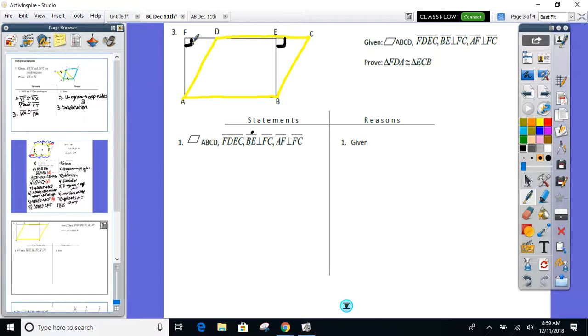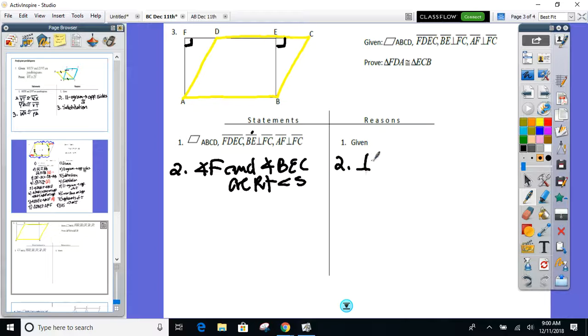Okay, you guys ready? Well, should we just put the right angles in there? Gives us a pair of angles, right? So angle F and angle BEC are right angles. Perpendicular lines form right angles. And then say congruent, we've got a pair of angles at least.